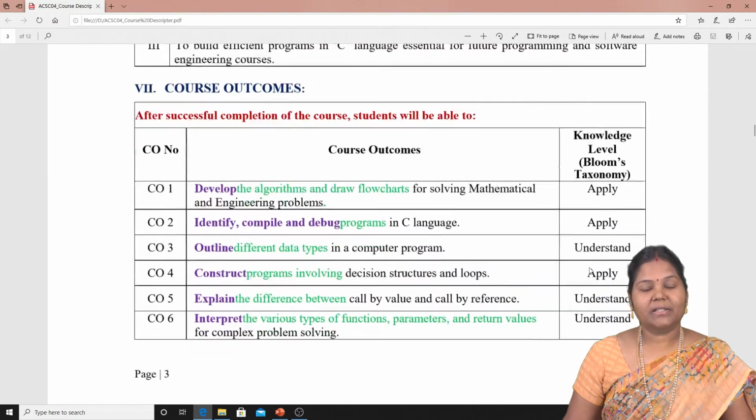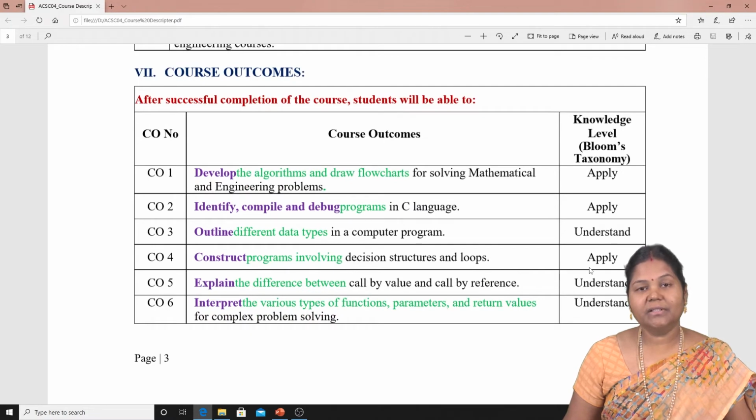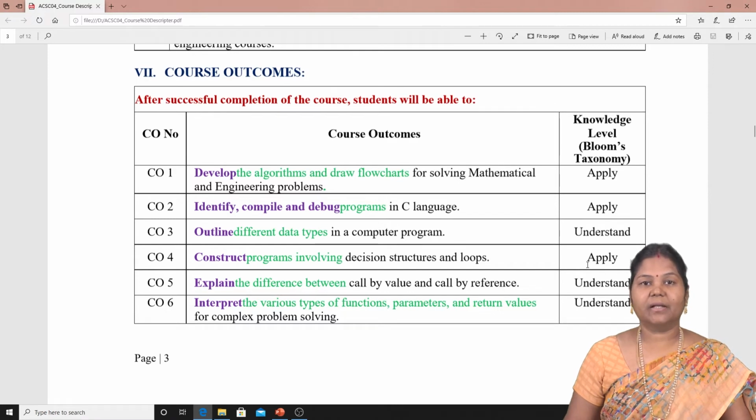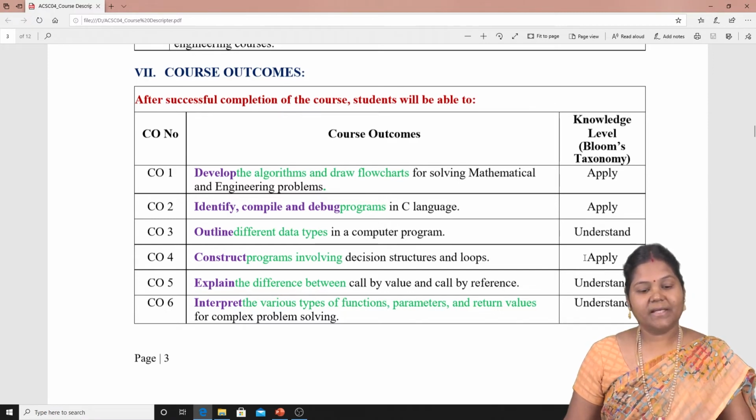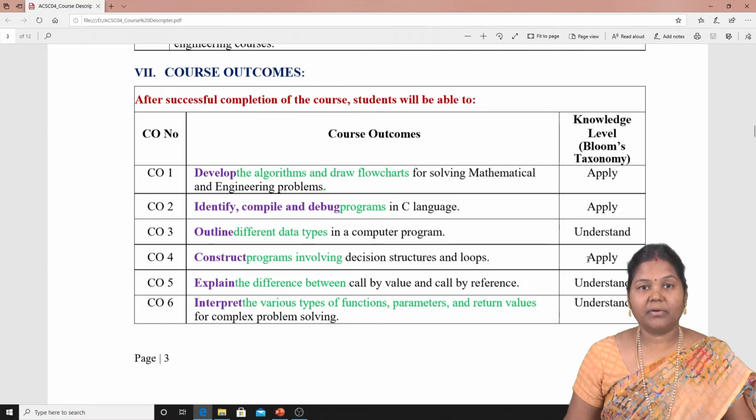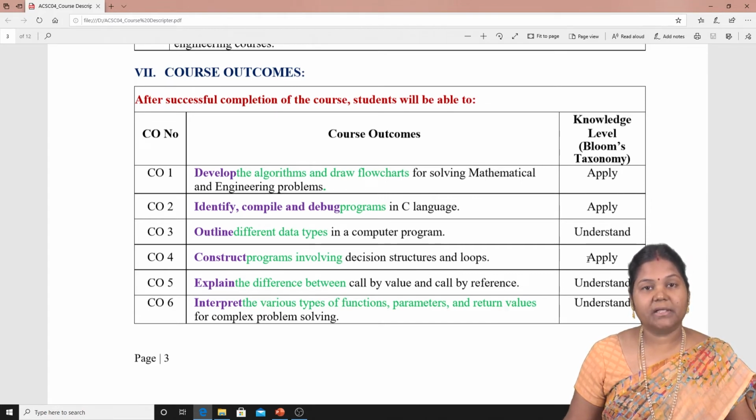Next, what are the course outcomes? During this course, whatever the student has learned, what are the outcomes we are expecting from the students? After successful completion of the course, the students should be able to develop algorithms and draw flowcharts for solving various engineering and mathematical problems. Second, the student should identify, compile and debug programs using the C language. And third, students should outline the different data types in a computer program.